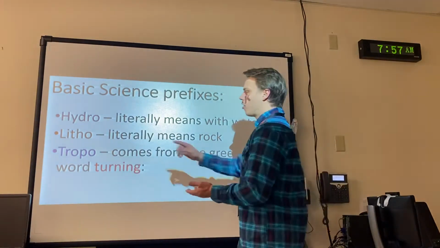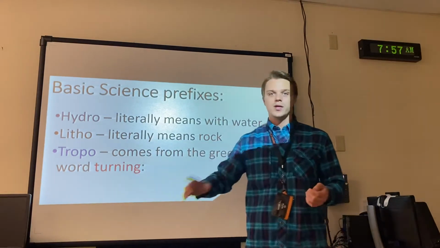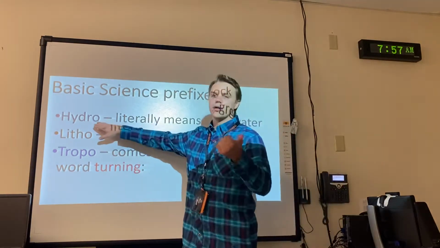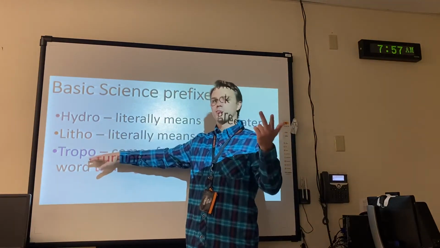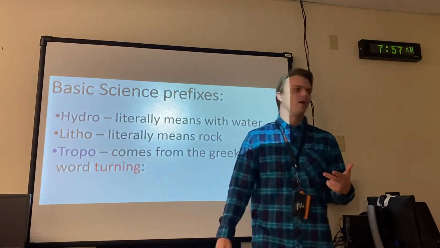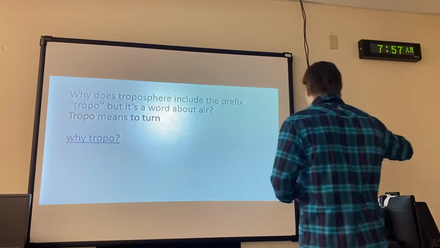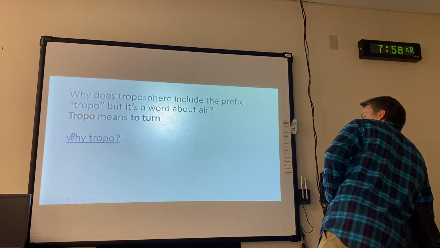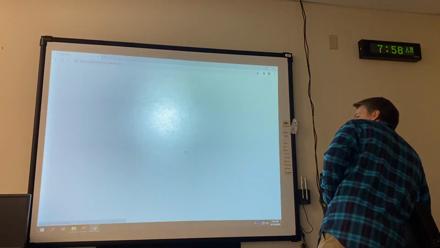And then there's tropo, which in Greek means turning. So if hydro is the water, or our oceans, litho is the rocks, that leaves us with one more thing, which is the atmosphere, which is tropo. But why would tropo be the term for turning? It goes back to the fact that back in the day, there weren't large cities, so there wasn't light pollution in our atmosphere.